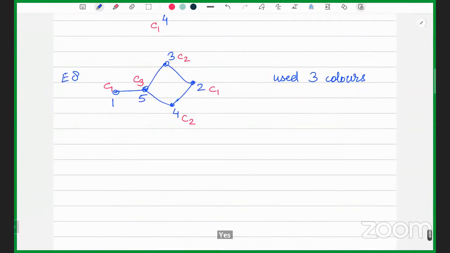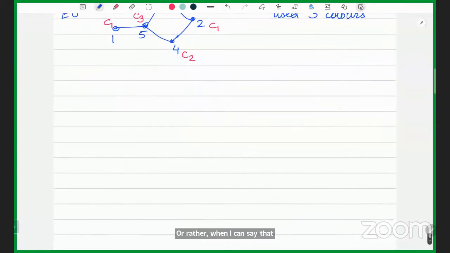So the way I'm labeling the vertices is making a lot of difference. The same graph, and quite small, not even a huge graph. And you see, I have used extra colors. So one has to figure out a way to order the vertices in a nicer way. And to do that, or rather to say when things match up, there is a concept called interval graph.